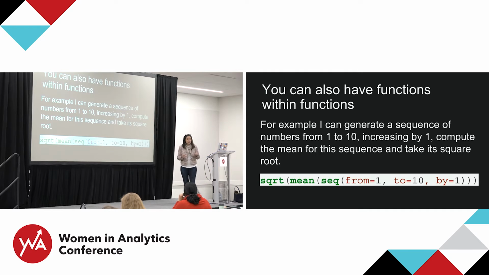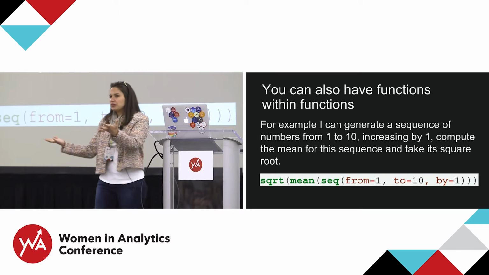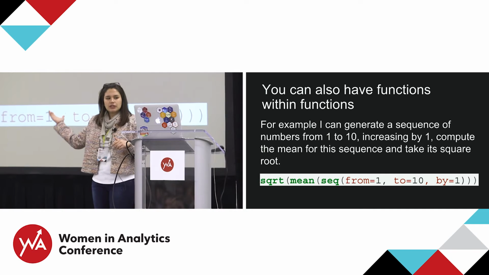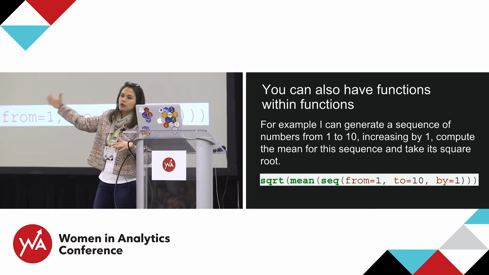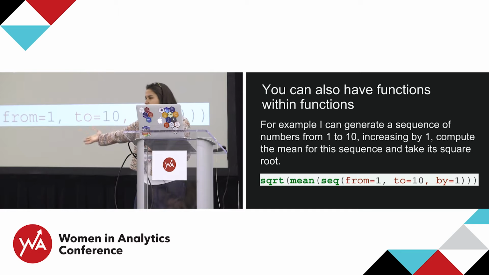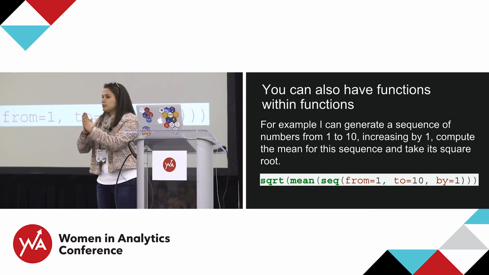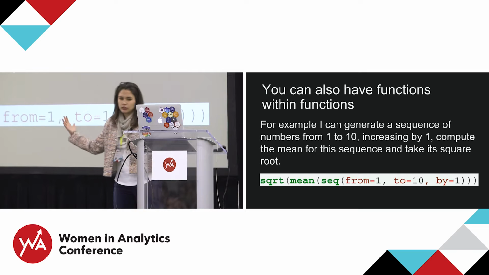You can also have functions within functions. Or pipes, I should have actually added that. We will come to that. But this is just so that I'm introducing this to you, so that you're not surprised. You can obviously put functions within functions. So in this case, I'm generating the sequence from 1 to 10 by 1, and then taking the mean, and then taking the square root of it. Pretty simple, right? Start from the inside, go to the outside. Nothing crazy.